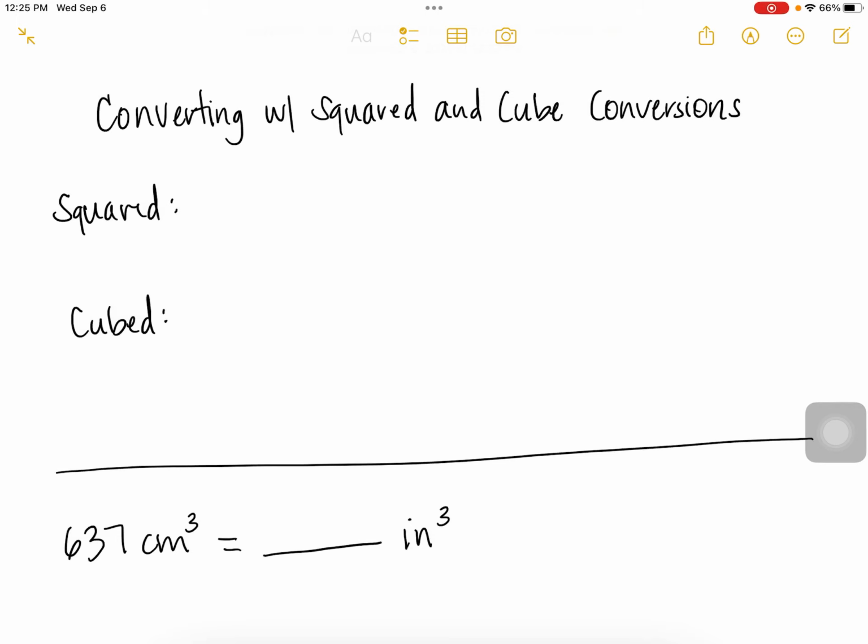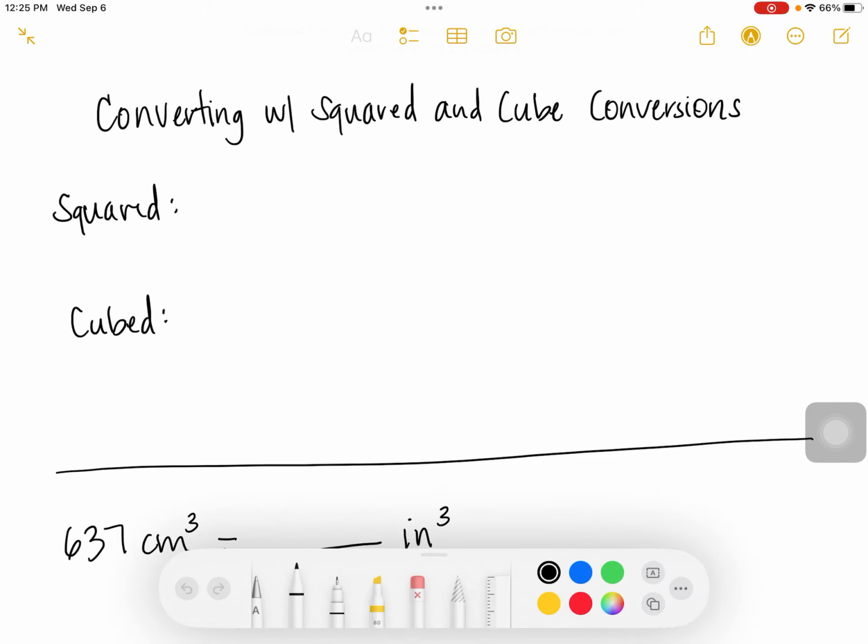This video is on using dimensional analysis when we have squared and cubed conversions that we're dealing with in terms of trying to convert. So the first thing we need to talk about is what kinds of units have squared and cubed conversions. Squared conversions measure area, like a length times a width. An example of that could be any distance unit squared, so feet squared, inches squared, meters squared, etc. And those represent an area.